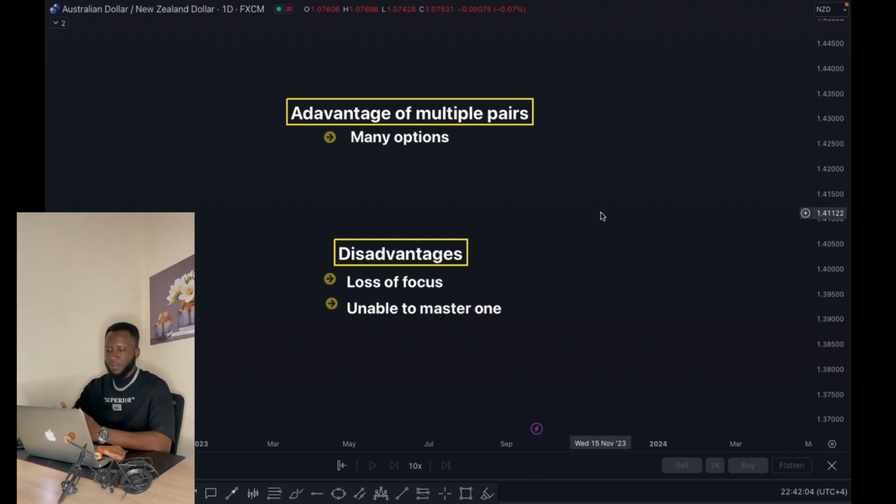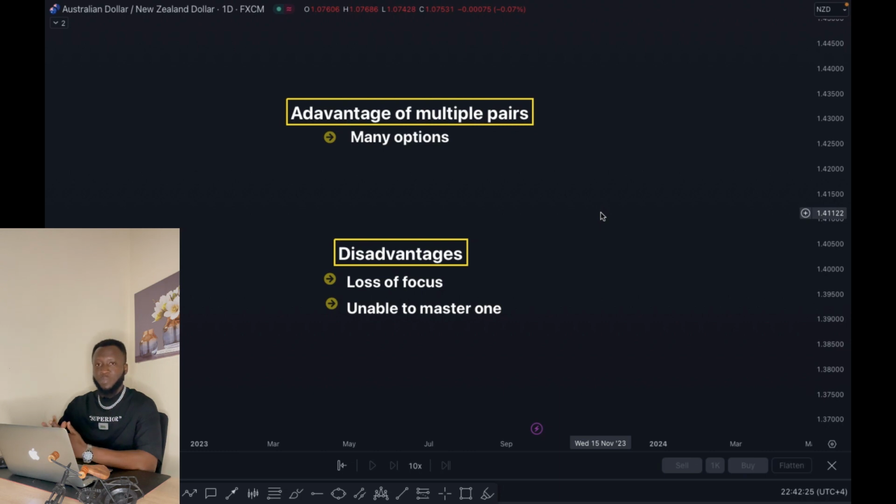So the first advantage of trading multiple pairs is the fact that you have multiple options. So now let's say you have like 30 pairs in your watch list, right? Then you open the first pair, you do your analysis, you realize that okay, there is nothing playing out, there is no setup. You can easily go to the next pair and the next and the next until you find something, right? So you have a lot of options just to find a setup for the day. So that is the main advantage of having multiple pairs in your watch list.